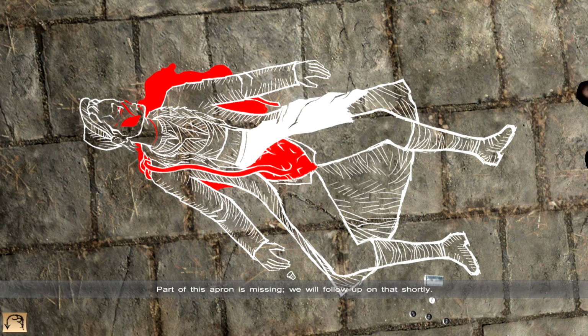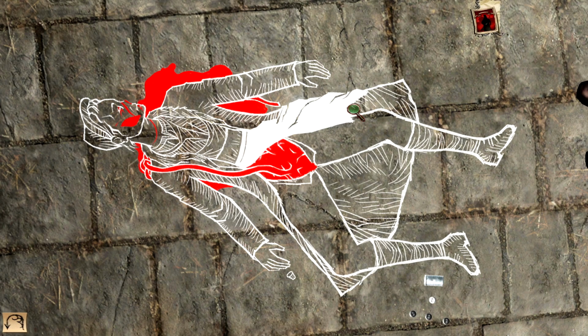Part of this apron is missing. We will follow up on that shortly. Wonder why he went from strangling people just to then instantly cutting their throat.